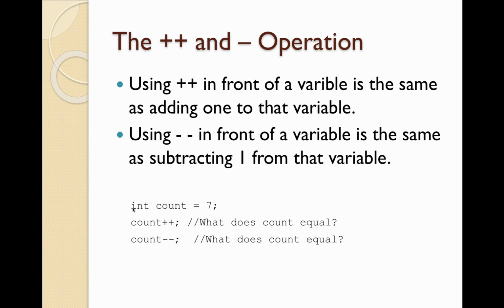Note how it works. Let's say I have a variable of type int. I've declared it here, and I've initialized my variable count to 7. If I write something like count plus plus, count would then equal 8. It's as if I added 1 to the value of that variable in RAM. And if I write something like count minus minus, it'll subtract 1, and so now the variable would be 7 again.